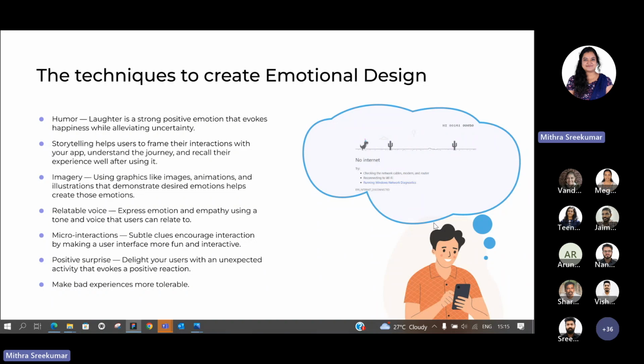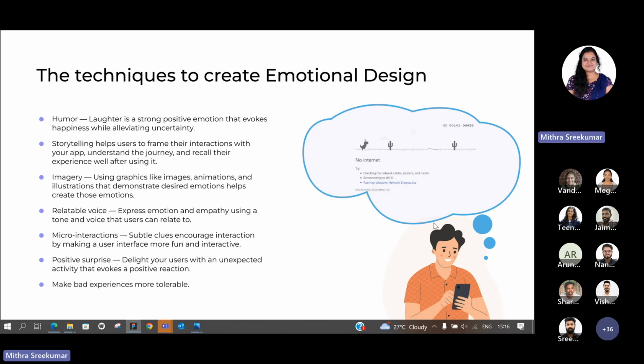And then micro interactions, which are also positive surprises that we give to the user. And there are also certain techniques to help tolerate the bad experiences a person is having. A good example is the dinosaur game that plays when we have an error page in a website. It's a very beautiful example of how to tolerate that.